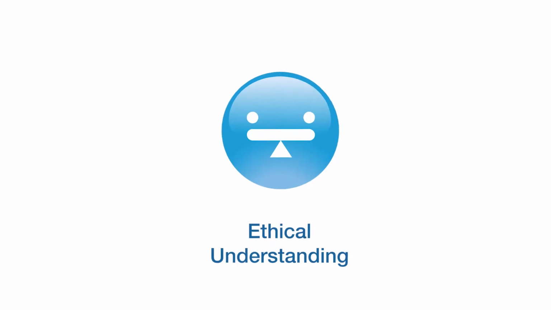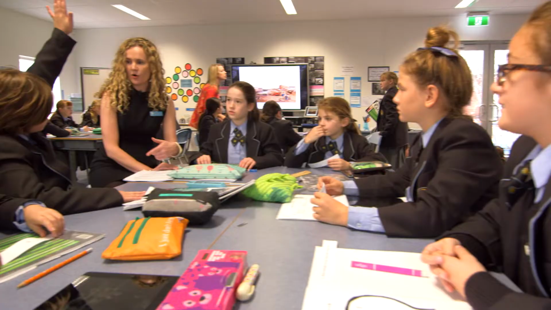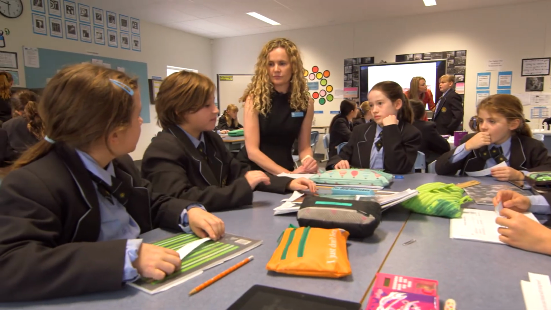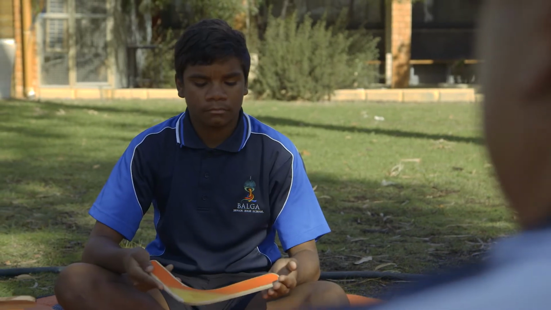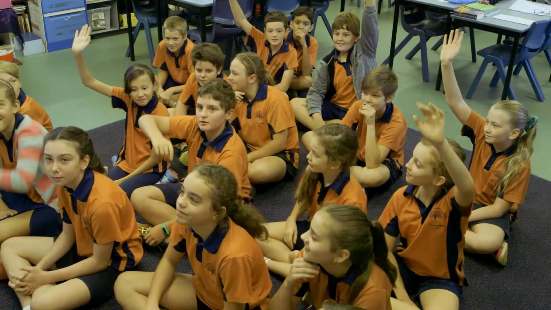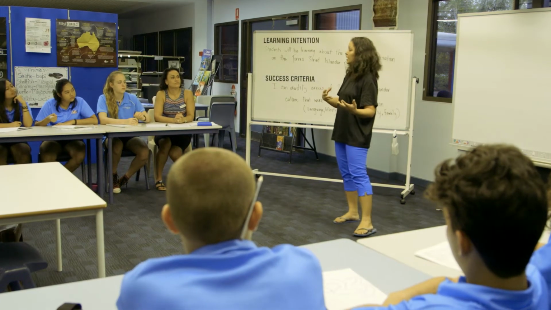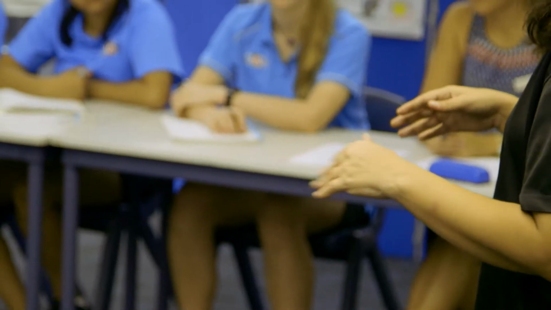Through the capability of ethical understanding, students explore moral and ethical concepts and issues. They learn to make considered judgments, weighing individual rights and responsibilities, values and attitudes. For example, Year 6 students in humanities and social sciences consider multiple points of view when learning about Australian democracy and the rights of Aboriginal and Torres Strait Islander peoples, migrants, women and children.